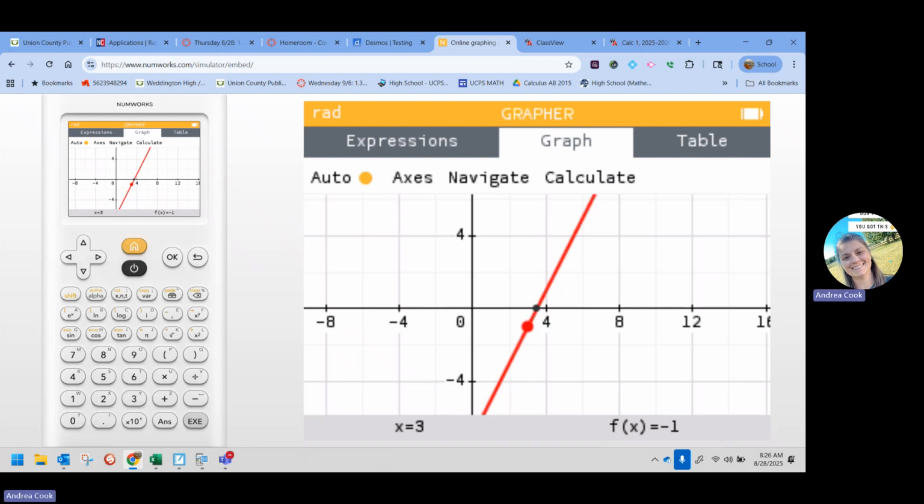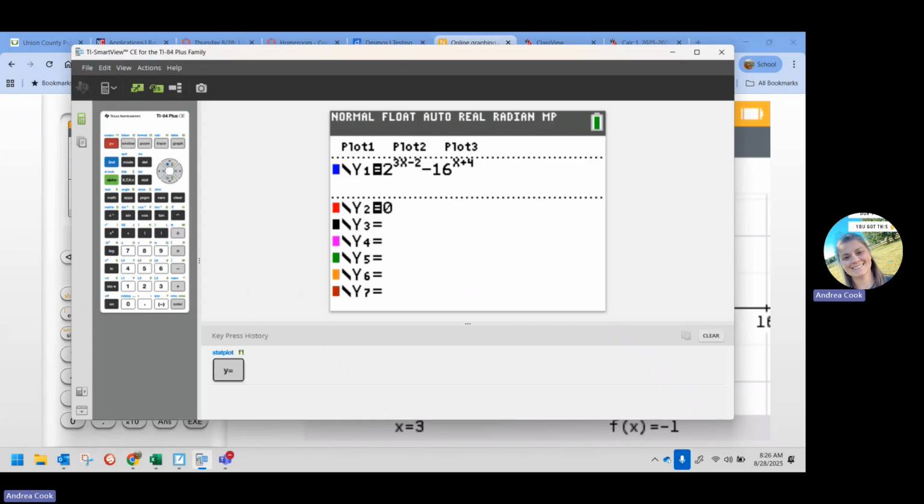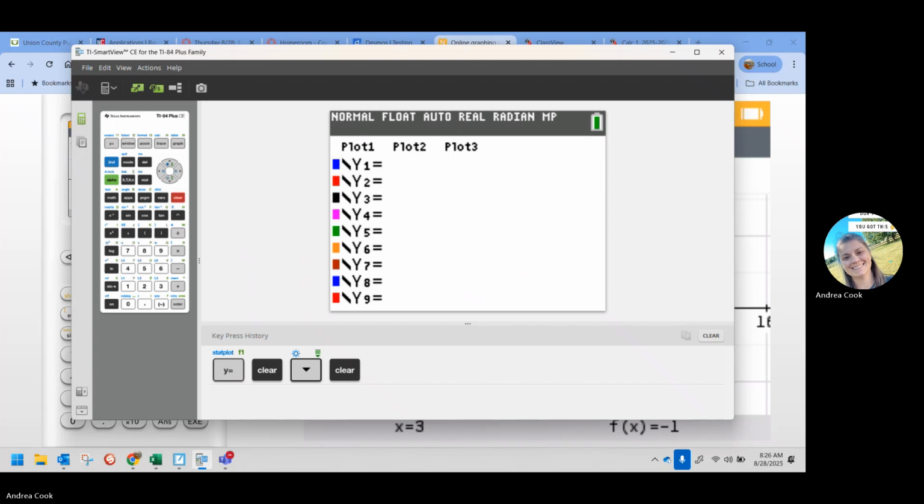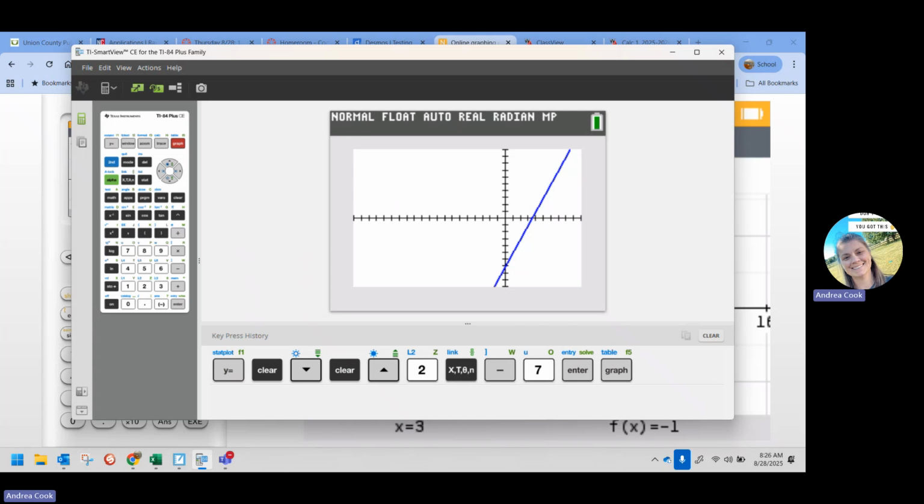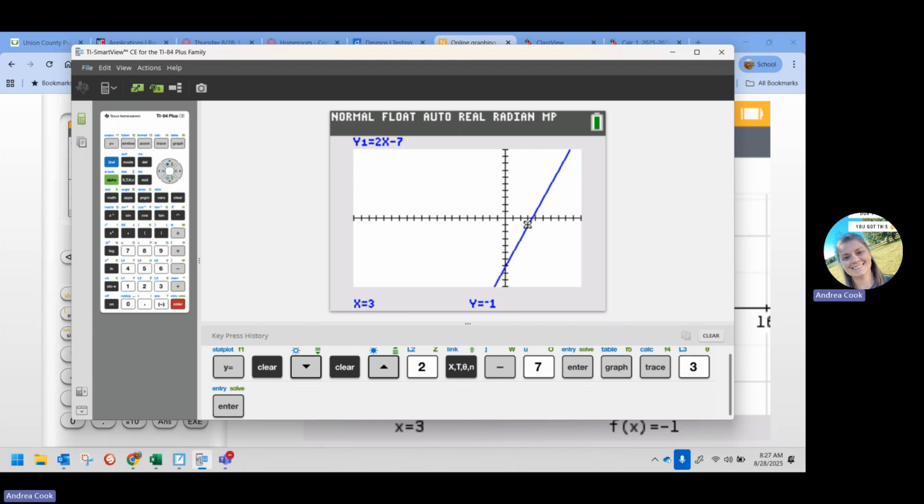The TI is very similar. So if I go to my TI and I go to y equals, and I type in the equation 2x minus 7, and hit enter, and then graph it. And then if I hit trace and type in the limit as x goes to 3, I hit enter, it will take me to that value. Okay, Desmos. I personally think Desmos is harder for this type of thing, but you can also use Desmos. Maybe I'll show Desmos on the next one.